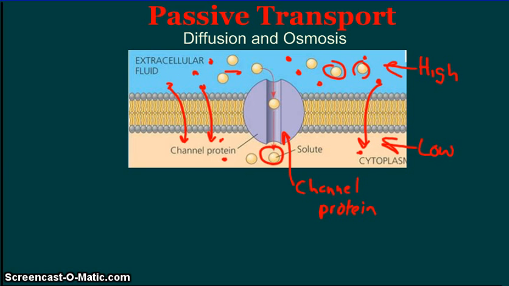And they allow large molecules, like this, to pass through the cell membrane, molecules that normally would be too large to pass through the lipid bilayer on their own. This is passive transport because, again, they are moving from a high down the hill to a low. No energy is required for that to occur.